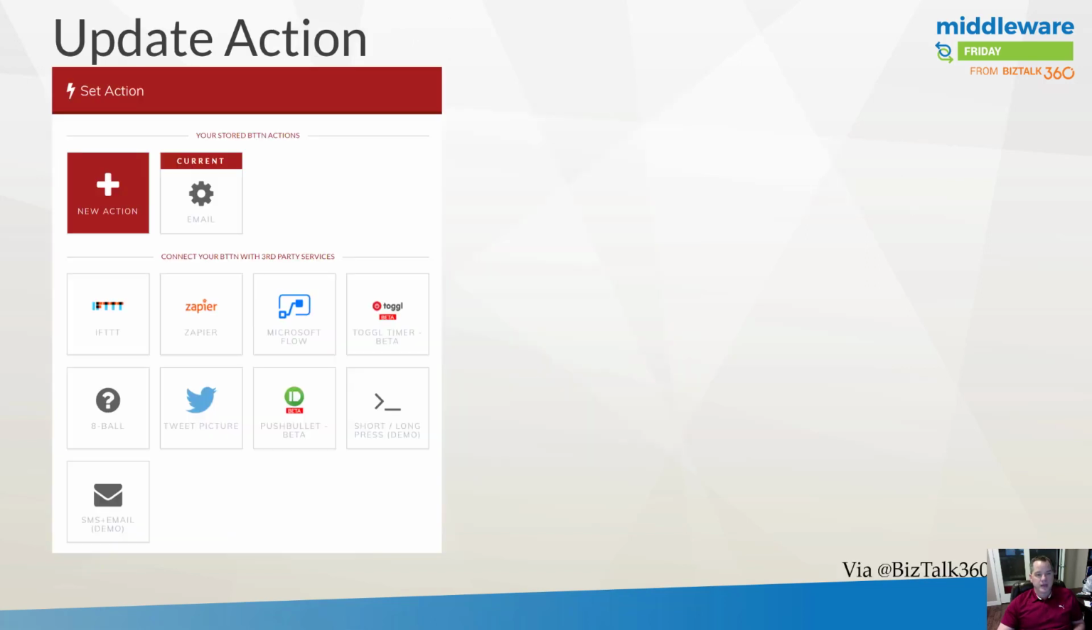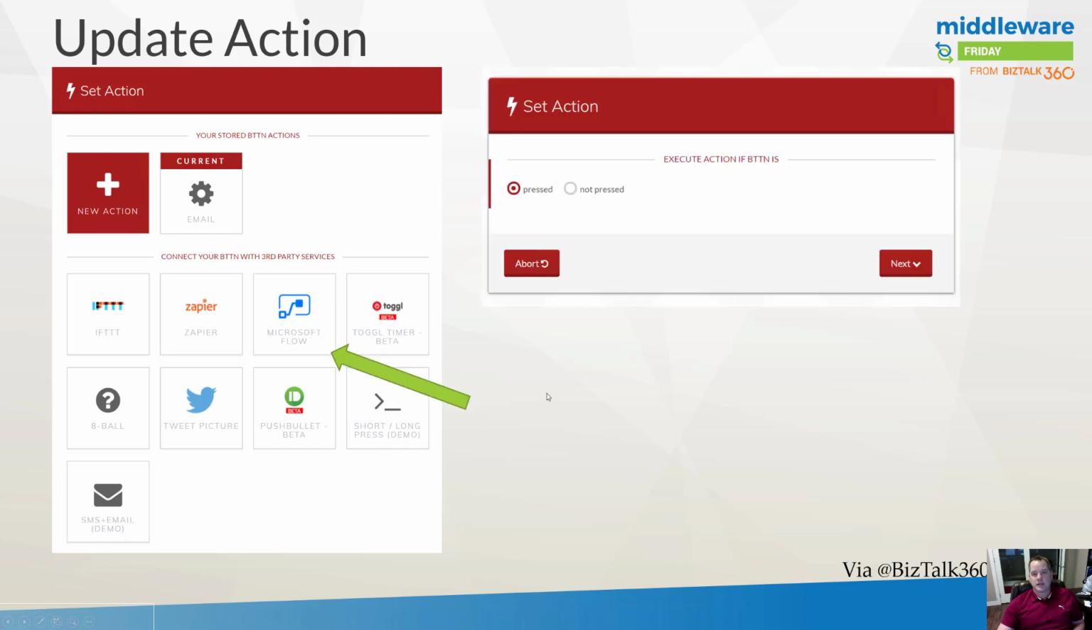Once I change or update my action, these are all of the different third-party services that exist. As you can see, there's the current email, which is available. In this case, we're talking about Microsoft Flow, so I can click on Microsoft Flow. Once I do that, I have some options. I can set an action when the button is pressed or when it is not pressed. Certainly in my scenario, I want this trigger to execute upon the button being pressed.